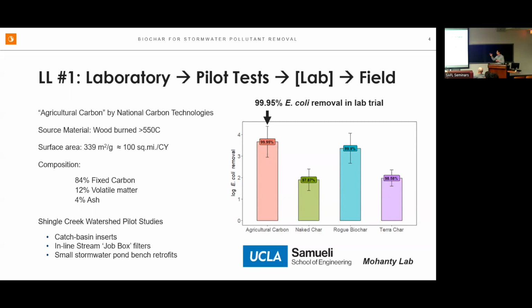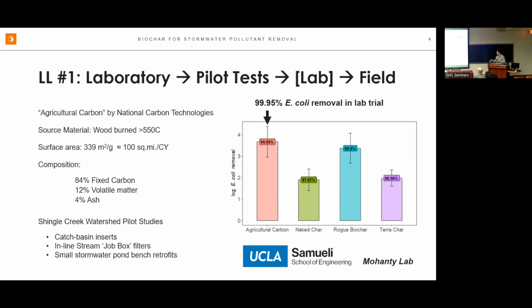But when we were going to those large scale filters, from the pilot test to the field, we realized we didn't have any local biochar being produced in the quantities we needed. So we found 4 biochars that could possibly get us the quantities we needed, up to 130 cubic yards.